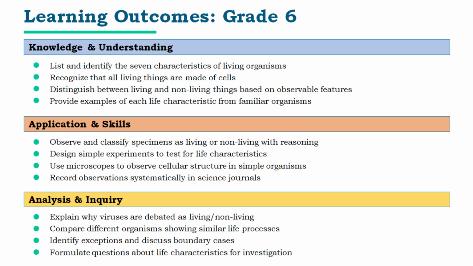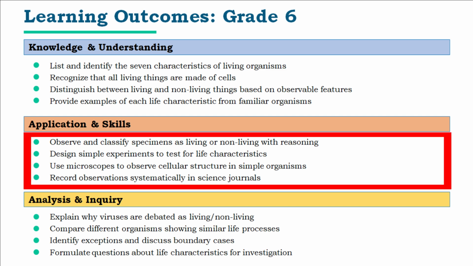For application and skills, the learning outcomes are that students observe and classify specimens as living or non-living, providing appropriate reasoning. They design simple experiments to test life characteristics. They use microscopes to observe cellular structures in simple organisms. They record observations systematically in science journals.